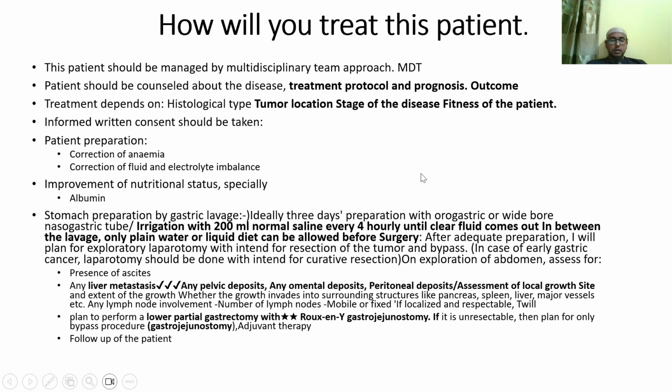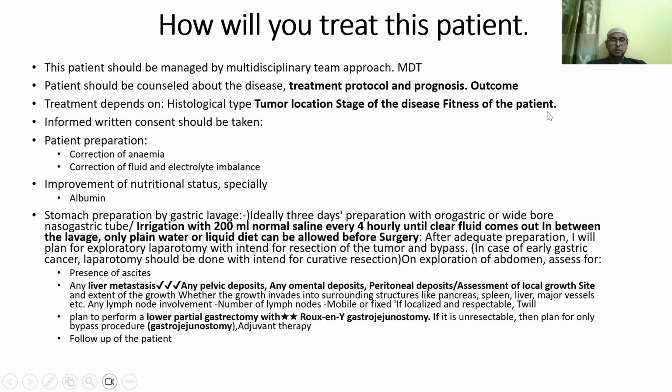So now the $1,000,000 question: how will we treat you? These patients should be managed by the multidisciplinary team approach, MDT, because it is a very good starting approach. Patients should be counseled about the disease, the prognosis, the protocol of treatment, staging, and the outcome, which depend on histological type, tumor location, stage of the disease, and fitness of the patient.